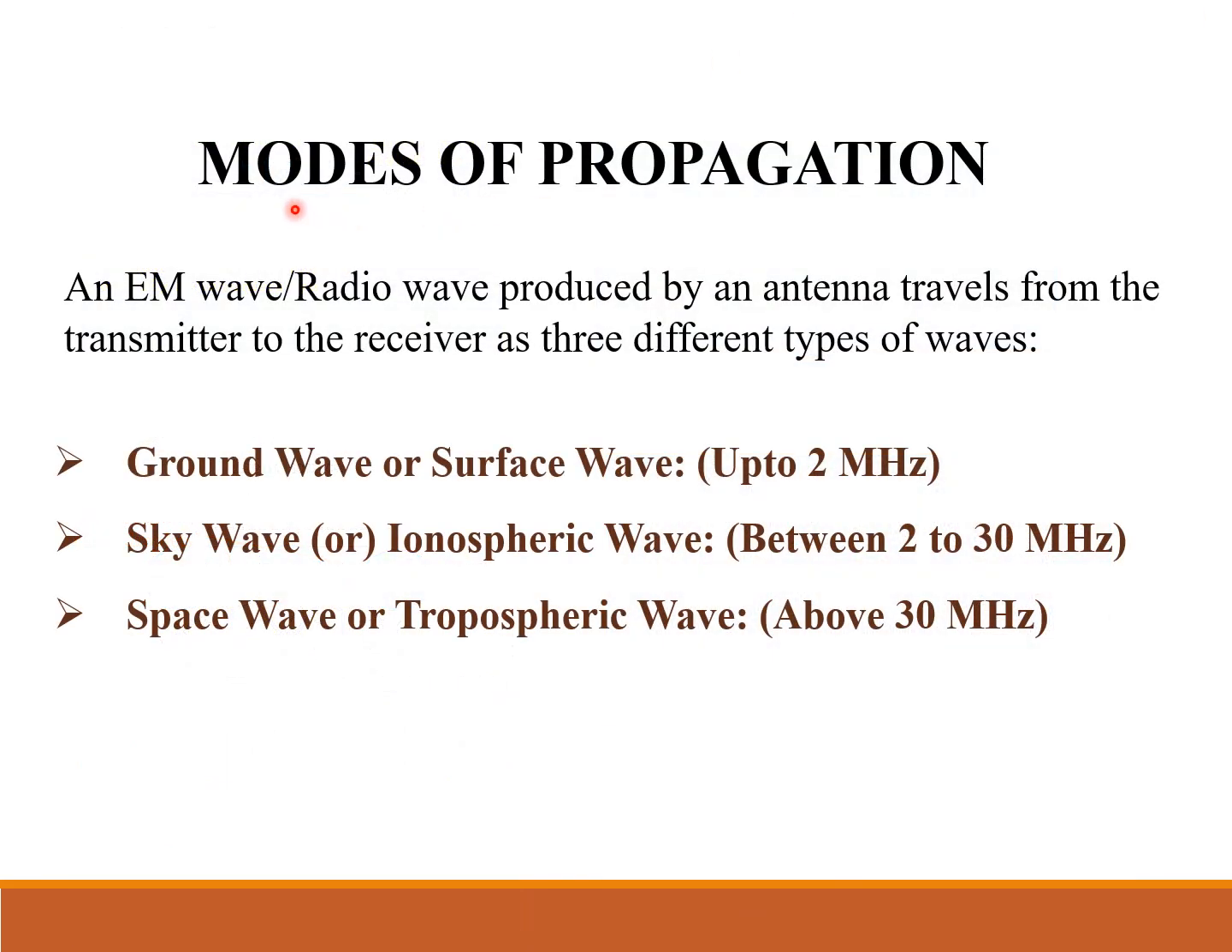Now let us see the various modes of operation. A wave can travel from the transmitting antenna to the receiving antenna as three different types of waves. What are the three different types of waves? It can either travel as a ground wave or a surface wave, and the frequency range is up to 2 megahertz. It can travel as a sky wave or ionospheric wave. Then the frequency range is between 2 to 30 megahertz.